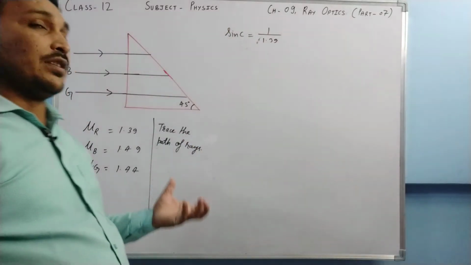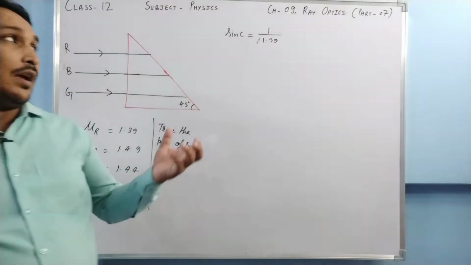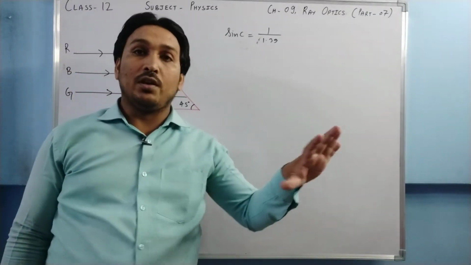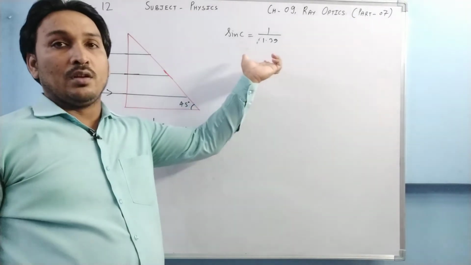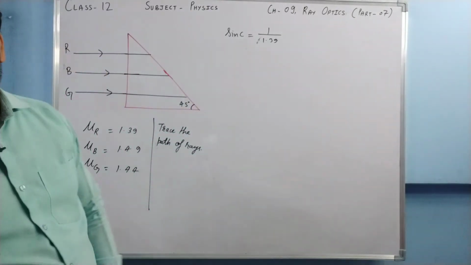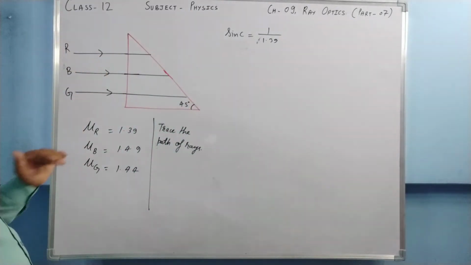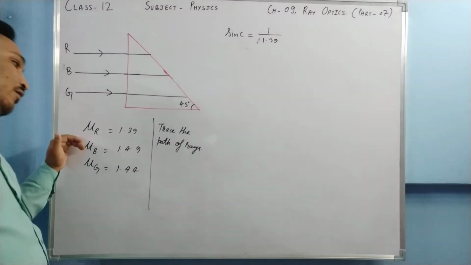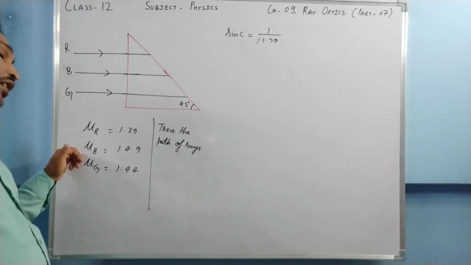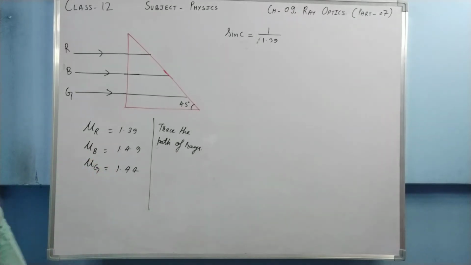If I am not having a scientific calculator, and if I don't learn the whole sine table, how can we calculate? We cannot. So this is a very difficult task to calculate C for red, for blue, for green. C means critical angle. We cannot calculate the critical angle for red color, we cannot calculate it for blue color, and the same goes with green also.